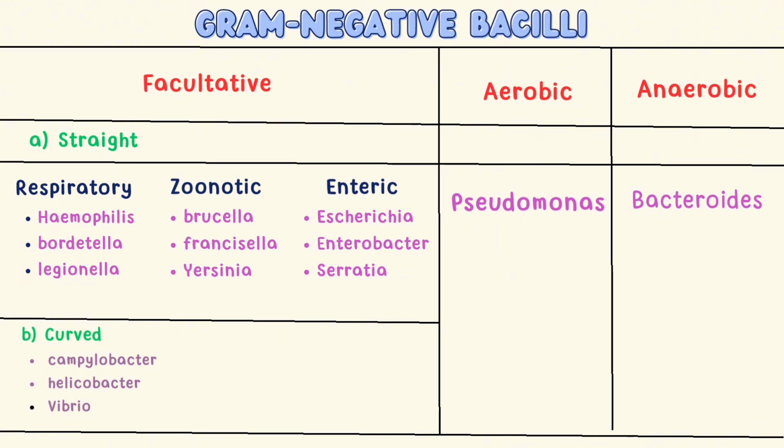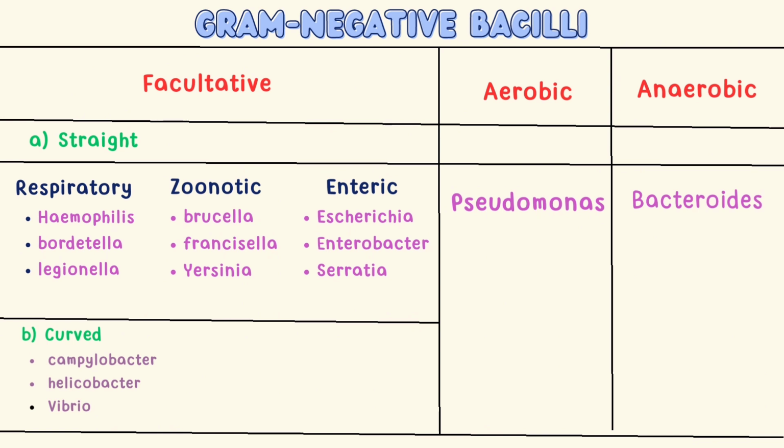In respiratory, the examples are Haemophilus, Bordetella, Legionella, and in zoonotic, we have Brucella, Francisella, and in enteric, we have a list of bacteria. They are Enterobacter, Serratia, Salmonella, Klebsiella, Shigella, Proteus, and E. coli. In curved bacteria, we have Campylobacter, Helicobacter, and Vibrio. In aerobic classification, we have Pseudomonas, strictly aerobic bacteria, and anaerobic, which are strictly anaerobic, they are bacteroides.